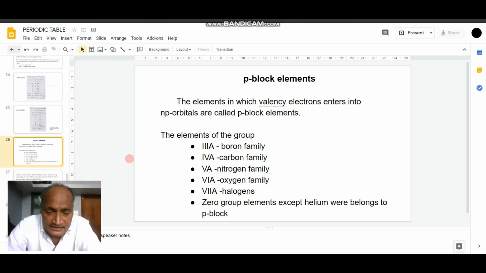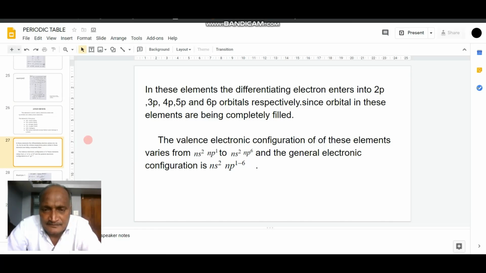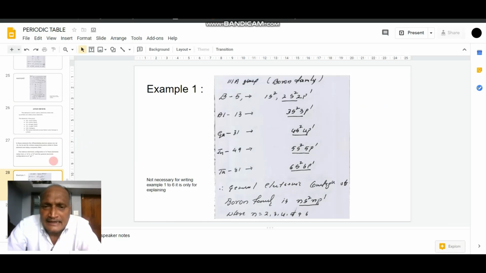Coming to the examples of p block elements. When we see the electronic configuration of p block elements, especially a third A group element, that is boron family, as the atomic number of boron is 5, its configuration is 1s2, 2s2, 2p1.